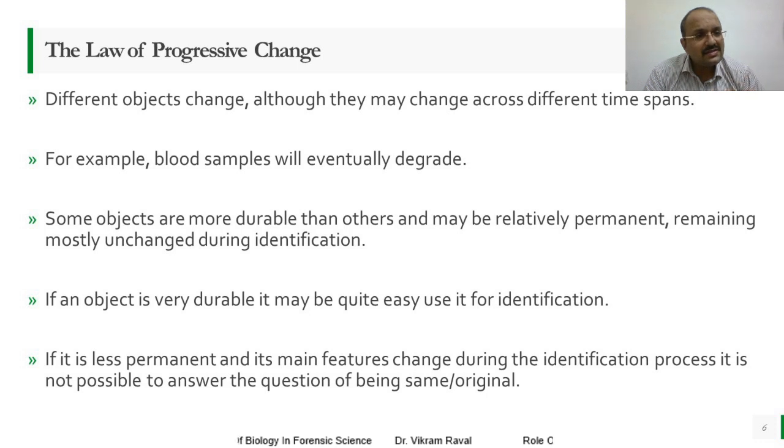So here what we say is the law of progressive change. Different objects change, although they may change across different time spans. All of the compounds do not necessarily change at the same speed or rate. If it is of biological origin, a live cell or a body fluid, it may change in due course of time. It will have a few days' lifespan. But if it is of non-biological origin, it may degrade, deteriorate, or have structural changes, but it may not totally decompose.